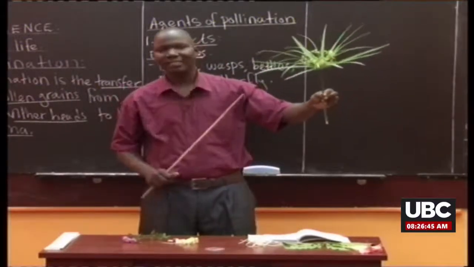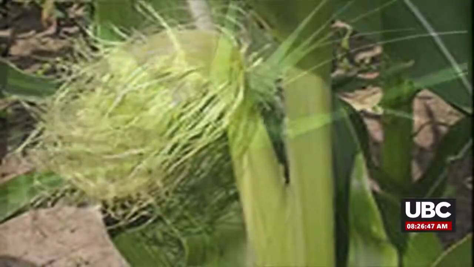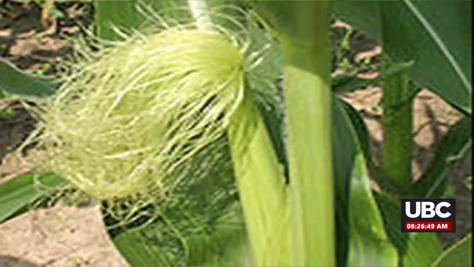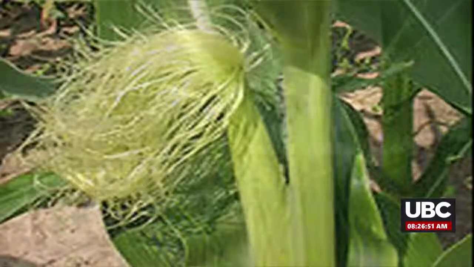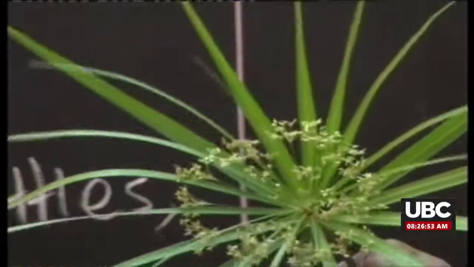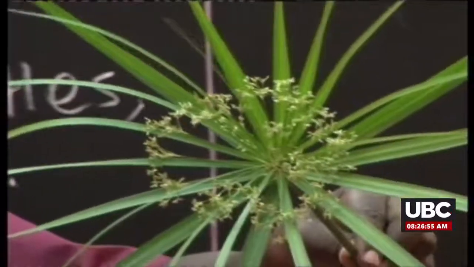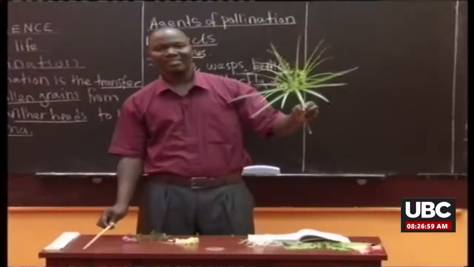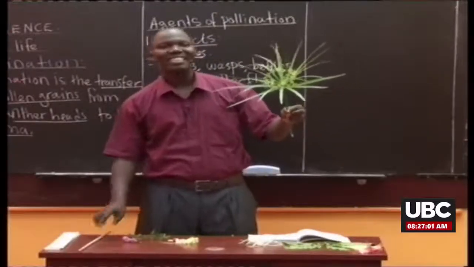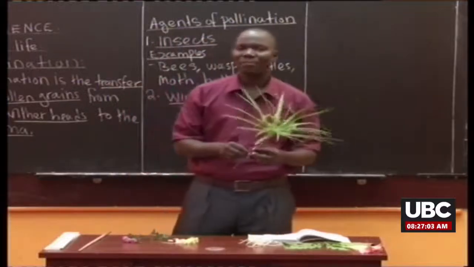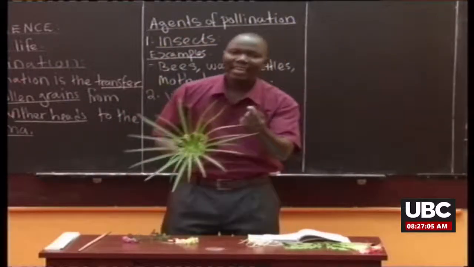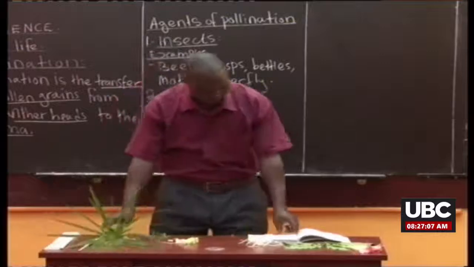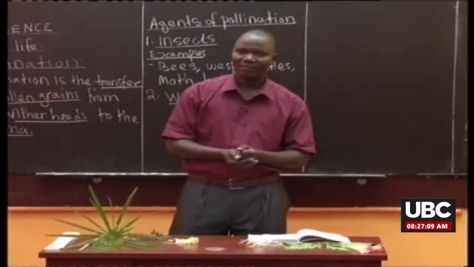The grasses. Look at maize. If you look at maize, as the wind blows up there, the pollen falls down onto the maize. So wind is yet another example of the agents that help to transfer pollen.